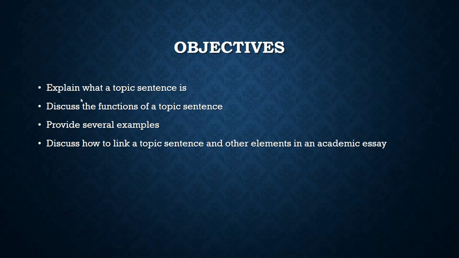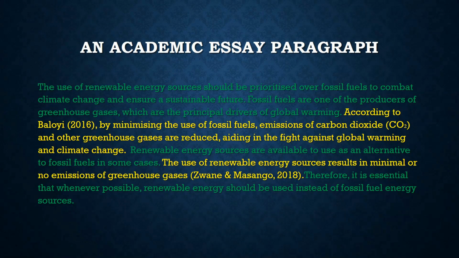But before we explain what a topic sentence is, I think it is important that I show you an example of an academic essay paragraph. If you are given a task to write an academic essay, you are most likely going to have paragraphs that look something like this. A paragraph will often have a topic sentence as the first sentence, then some explanation. Then you will use other academically approved sources to support your statement. In this case, this one used information that was published by Baloyi and Zwane and Masang.